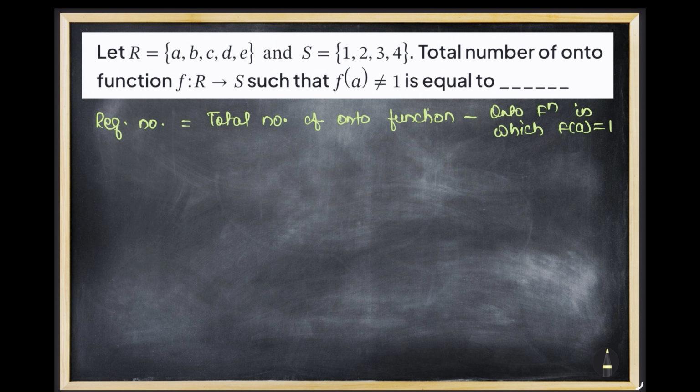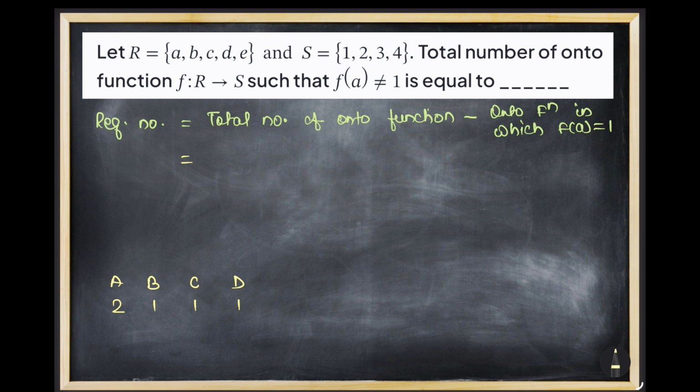Now look at this. How many elements are in set R? So 5. How many elements are in set S? 4. So you have to make how many groups? 4 groups. Correct? So A, B, C, D, 4 groups. And you are 5 in number. So 1, 1, 1 and 2. So this many groups are possible. So the total number of onto functions is what? Only this case is possible. The remaining cases are not possible.